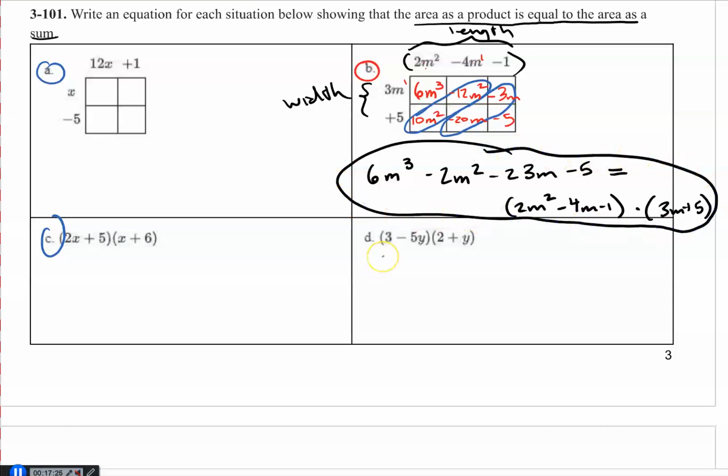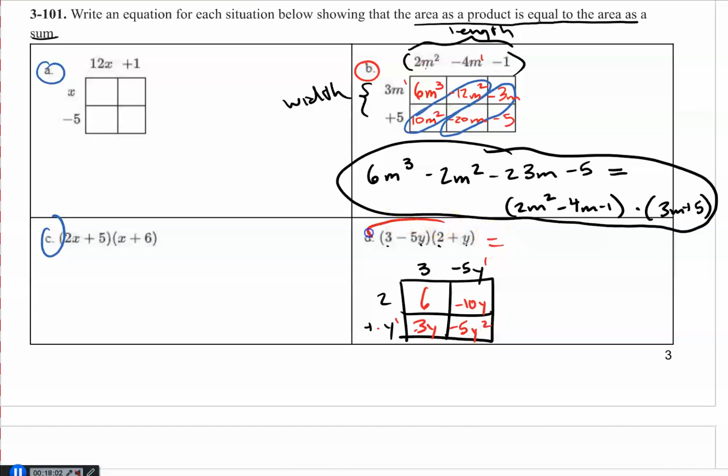All right, D. There's no box, so I'm going to draw it. It's 2 terms by 2 terms. So let's say this is going to be 3 minus 5y on the top. And then we've got 2 plus y. 2 times 3 is 6. 2 times -5y is -10y. 3 times y is 3y. And y times -5y. Remember the exponents add there. So -5y squared. So this is the area as a product.